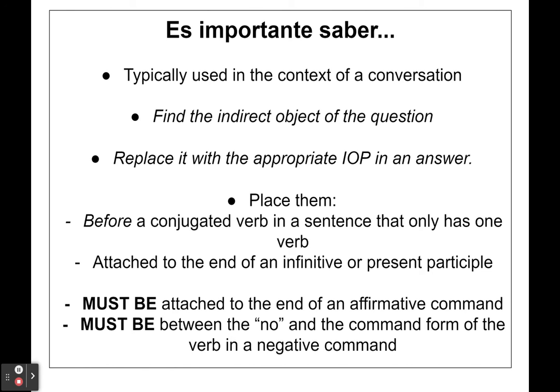And when it comes to placement, you either put them before a conjugated verb in a sentence that only has one verb, or at the end of an infinitive or present participle. So infinitive is the original AR, ER, or IR form of the verb, and present participle is the form that ends with ando or iendo. If you're working with commands, they must be attached to the end of an affirmative command, or between the no and the command form of the verb in the negative command.